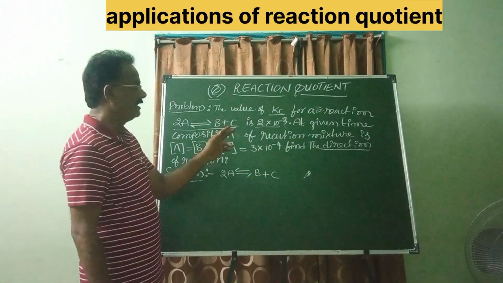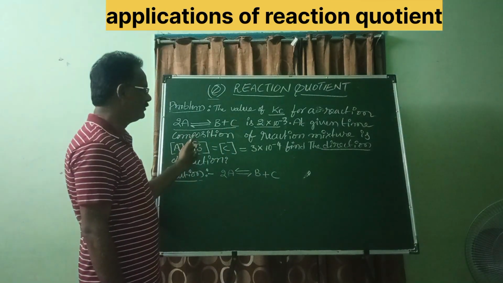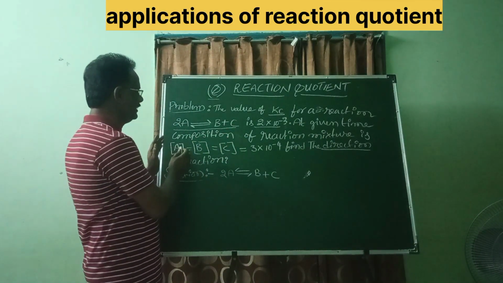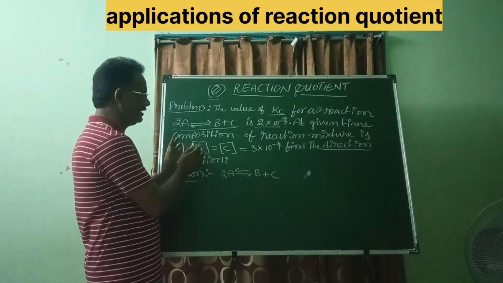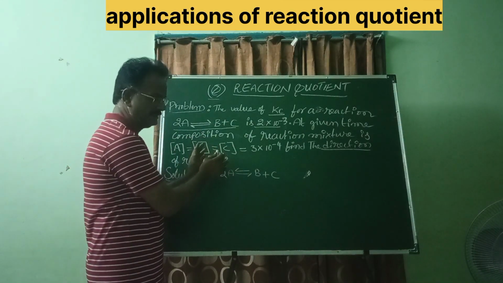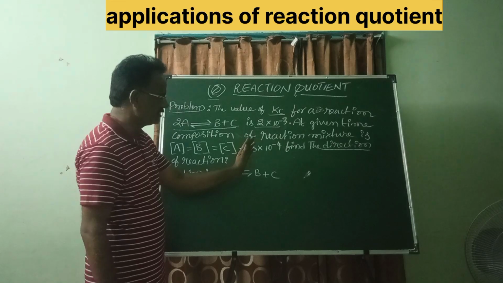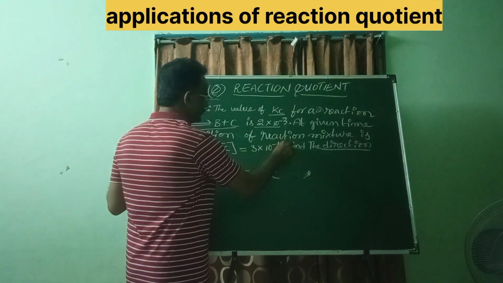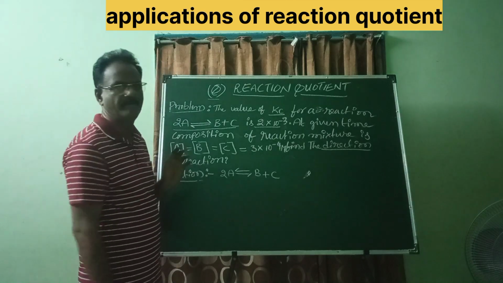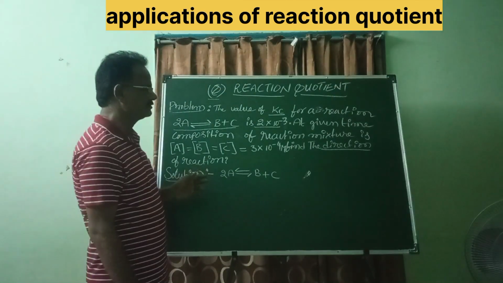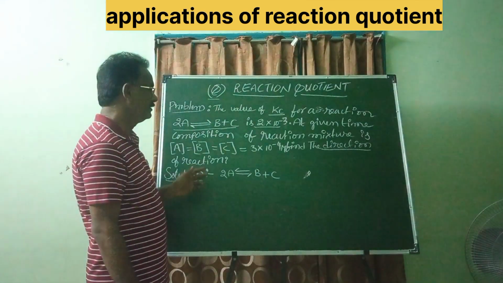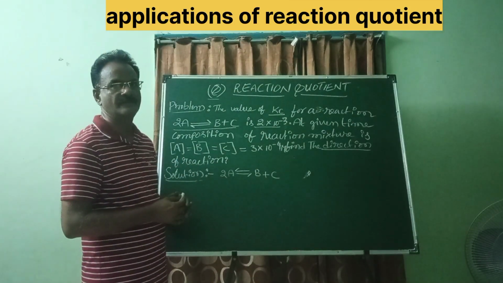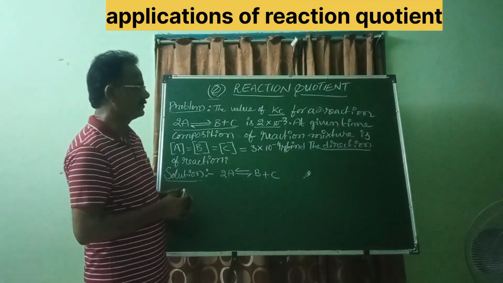At a given time, the composition of the reaction mixture is: concentration of A is equal to concentration of B is equal to concentration of C is equal to 3 into 10 power minus 4 M. M is moles per liter. Find the direction of the reaction. So, this is the problem.